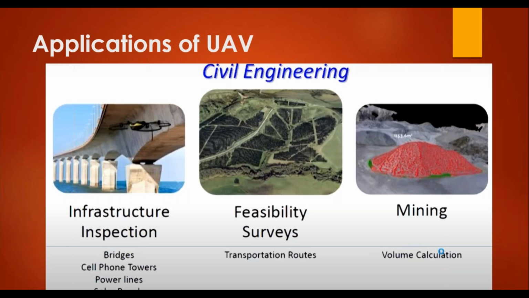And in civil engineering itself, there are multiple applications. For the inspection of bridges, where inspection is otherwise difficult, we can use UAVs, and also for infrastructure inspection: under bridges, cell phone towers, power lines, solar panels. There are many applications where we are using UAVs. And sometimes in mining itself, for volume calculation, mineral extraction and some kinds of mining, we can also use UAVs. For feasibility surveys UAVs are also used, and for land mapping the urban development department is using UAVs for land demarcations.